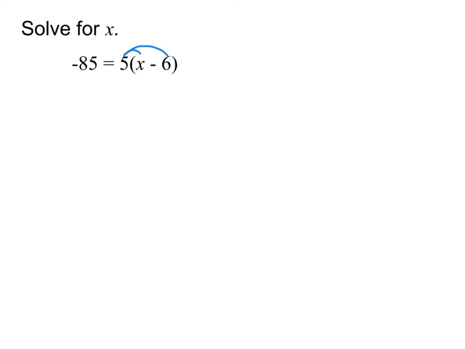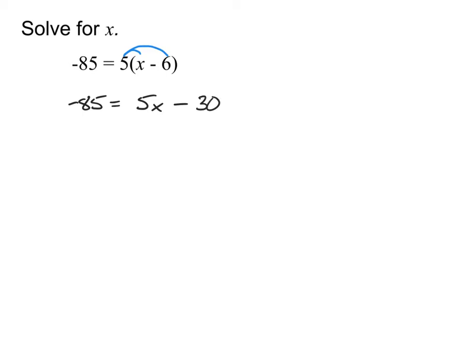Now you notice the left side doesn't change at all because I'm not doing anything to the 85. It's only on the right side that we're changing anything. And there I am multiplying everything through by 5. So 5 times x is 5x. The minus stays a minus. And then 5 times 6 is 30.